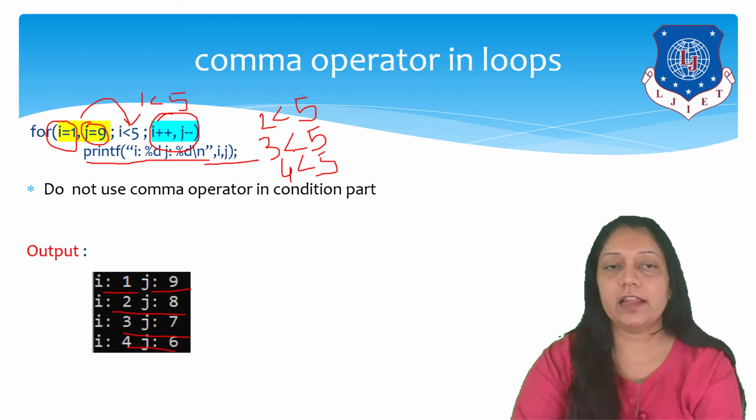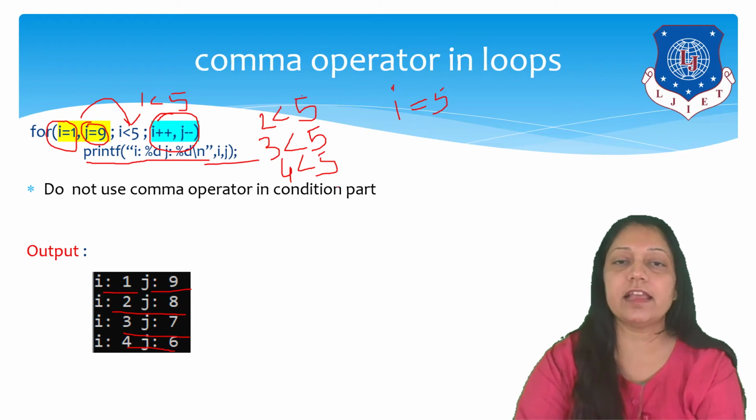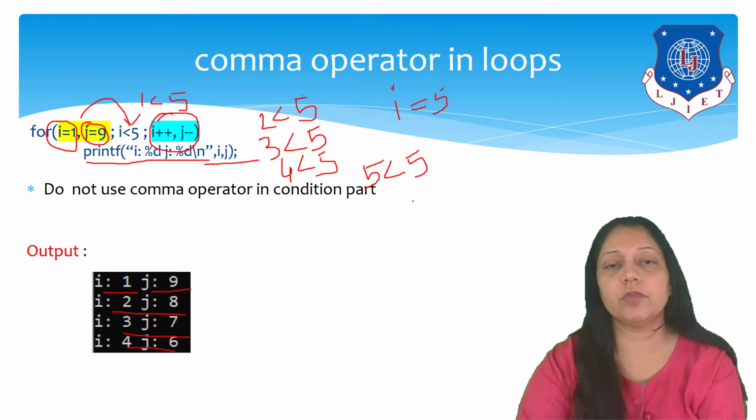Again go and update the value. Now this time the value of i would be equal to 5. And so the condition becomes 5 less than 5, which is false. It will come out of the loop and won't print the value of i and j.